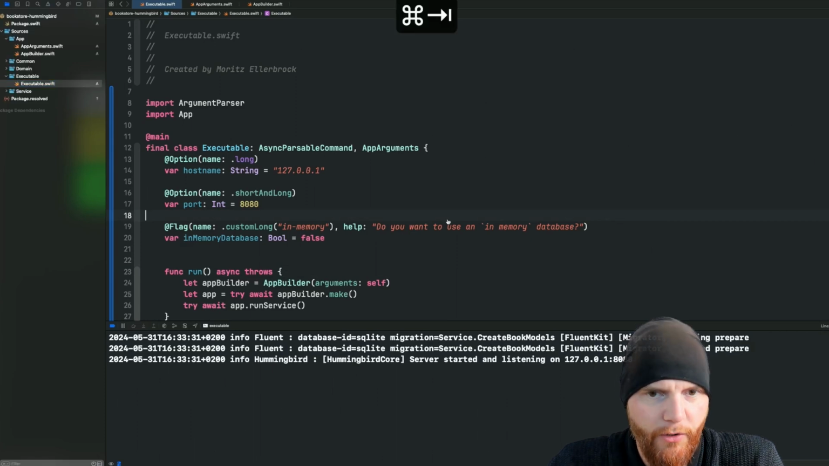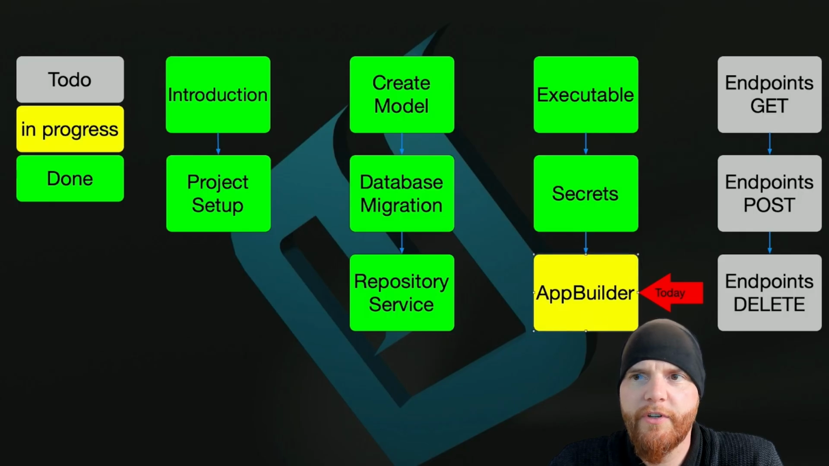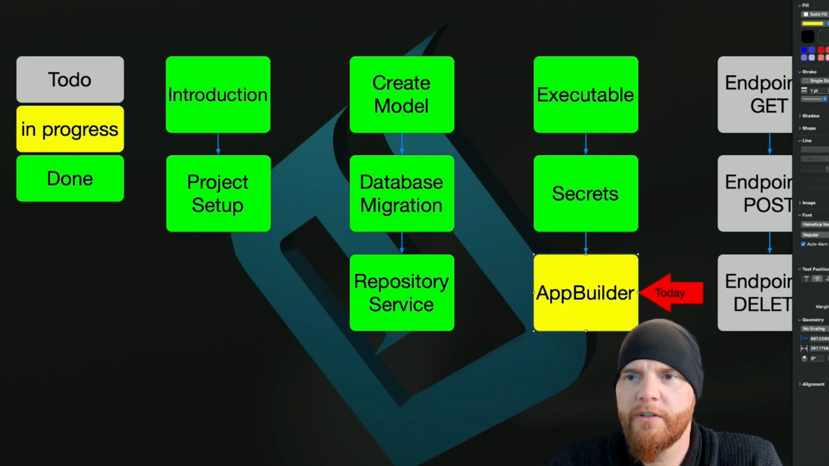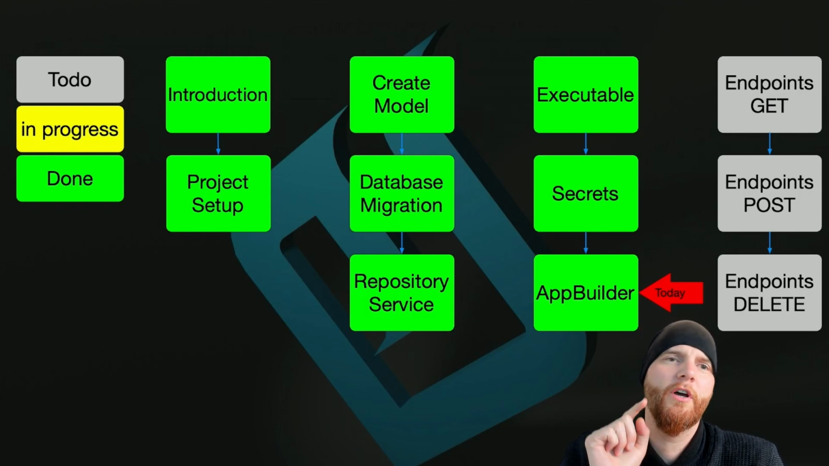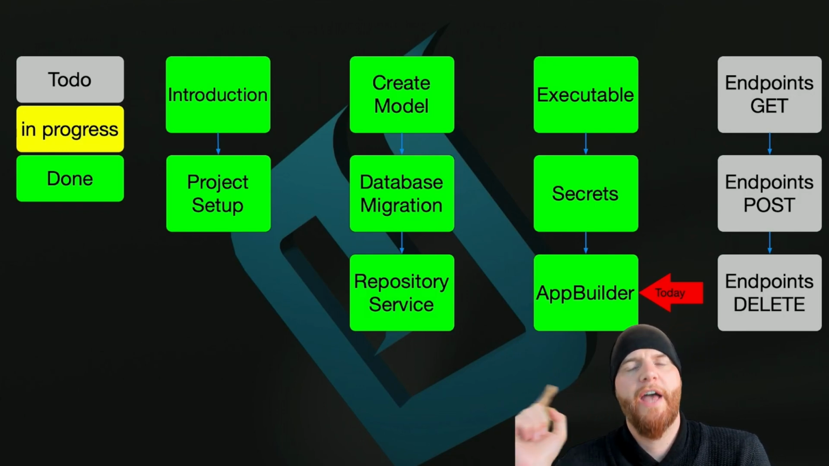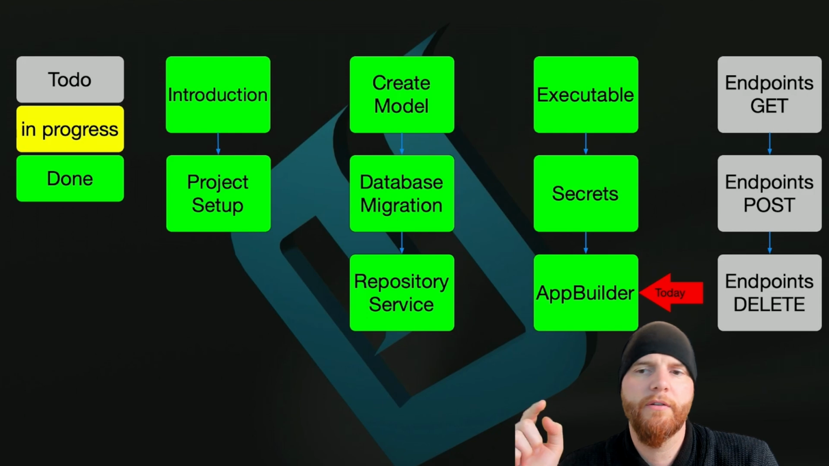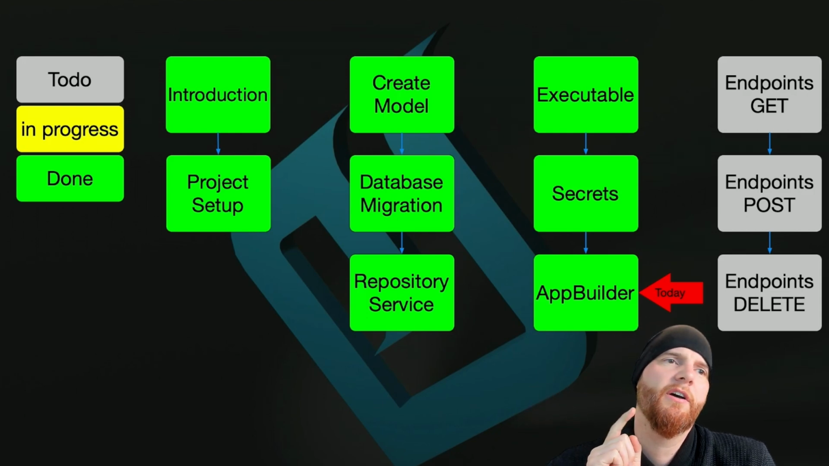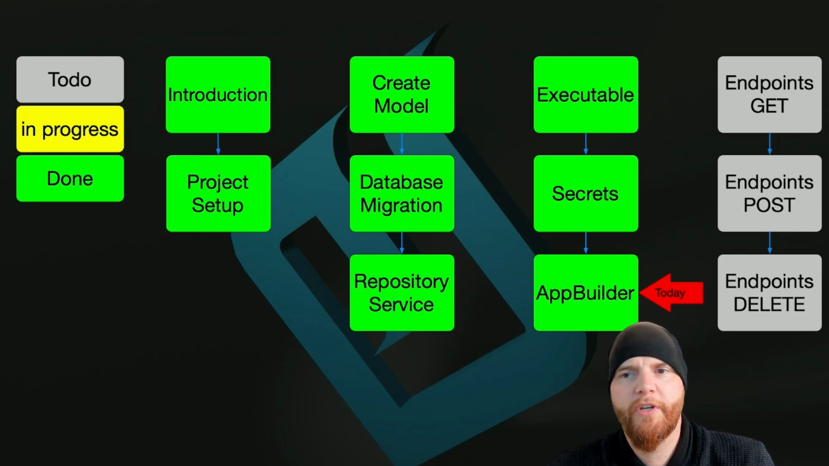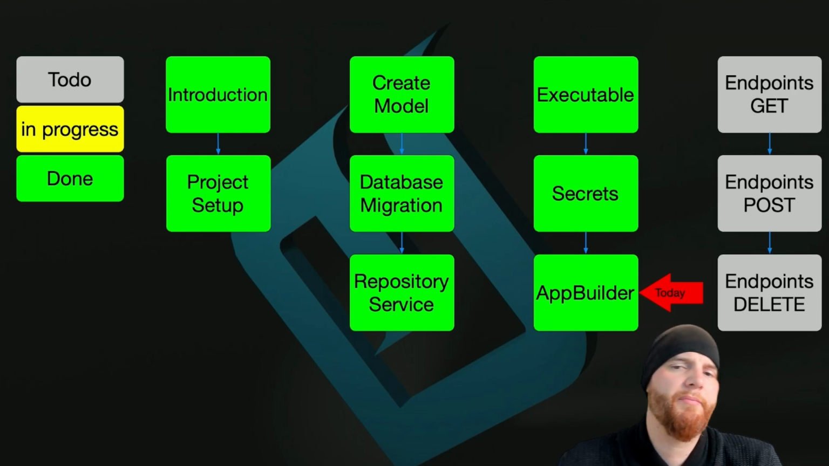And with that, let's go back to our roadmap. The app builder is done. Almost. We still need to add the endpoints or the domain, however you want to call it, but we haven't done the endpoints yet. So those will be done in the next couple of episodes.